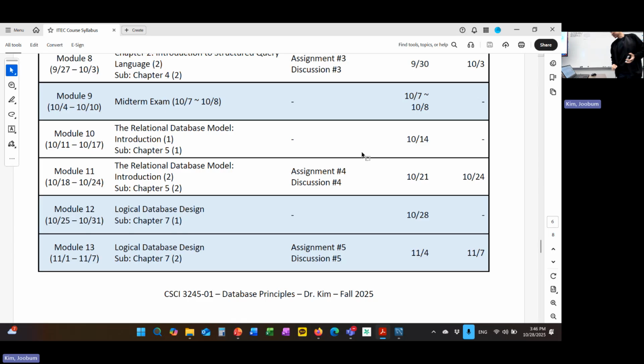So today we'll continue the logical database design. Today I'd like to explain normalization and then the normal forms: first, second, third, and BCNF, and fourth if possible. Then some terminology. Okay, we'll continue about this.